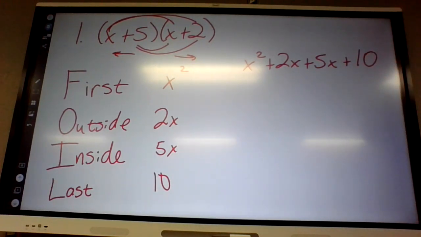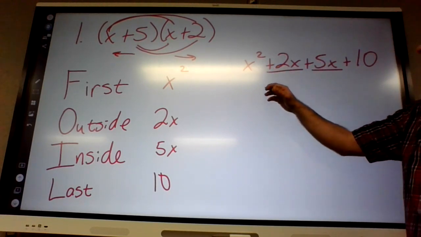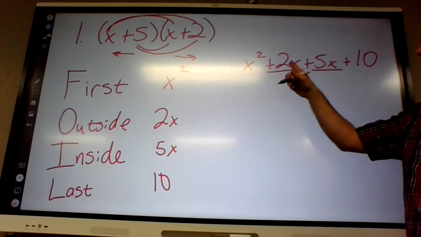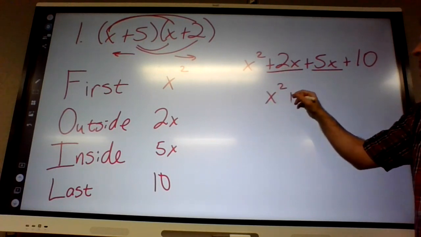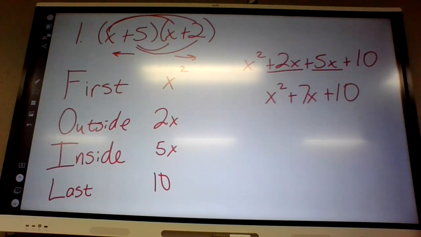Oh, wait, that's the answer? Almost. Can you simplify it? Can we simplify it? 2x and 5x. Yes. 2x and 5x simplify, since we're adding now, not multiplying, to 7x. And most times when you are foiling, that will happen. Almost always.